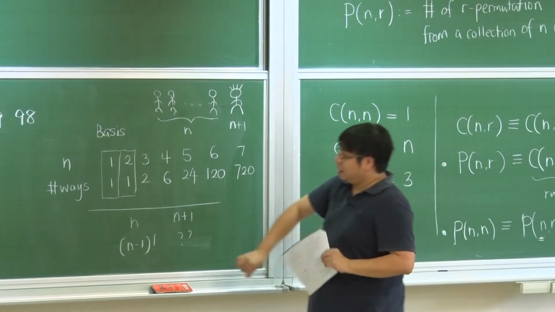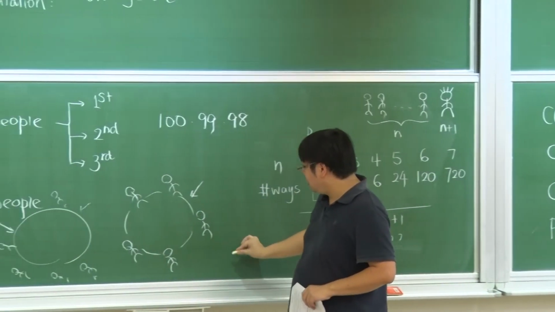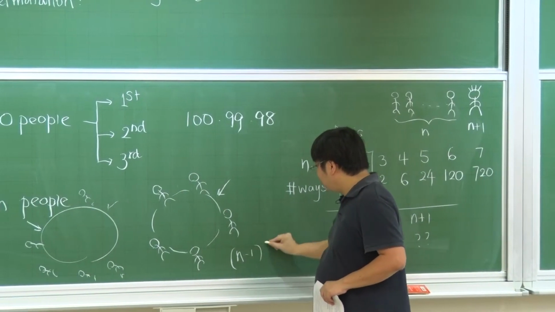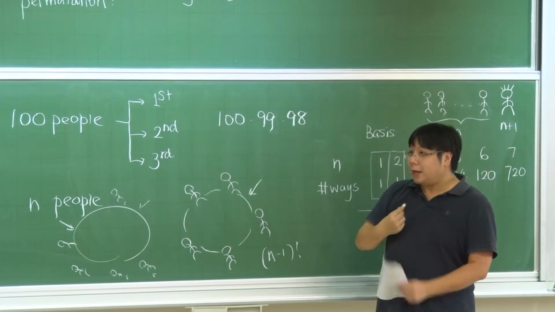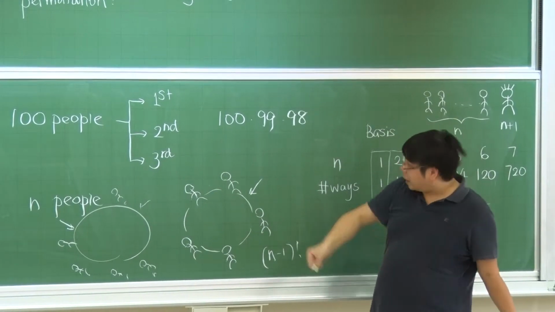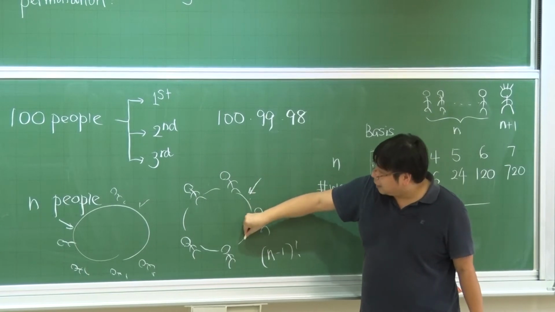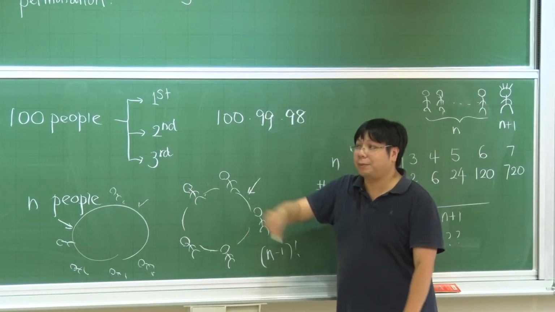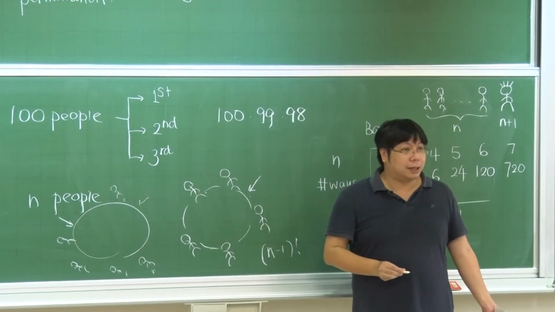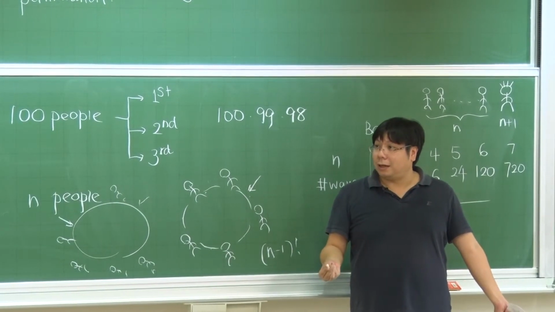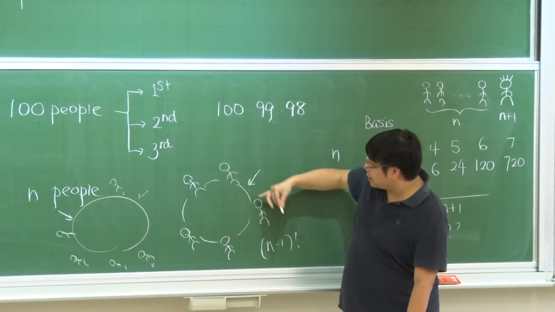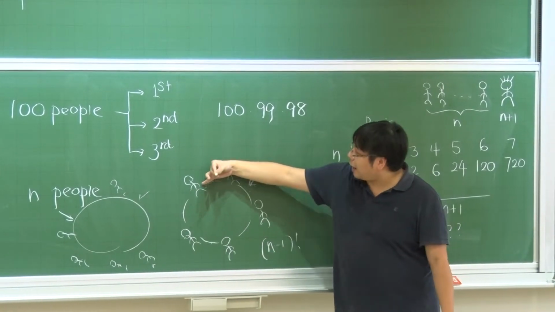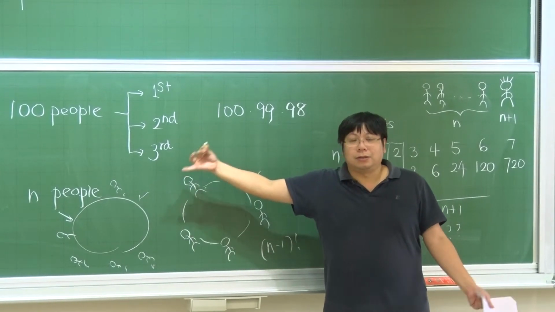So there are n minus 1 factorial ways for n people to arrange. Is that okay? And then how many different ways can I step in? I can step in here, here, here, here, here, right? How many ways are there? N ways. There are n people here already, so there are n gaps, so there are n ways.